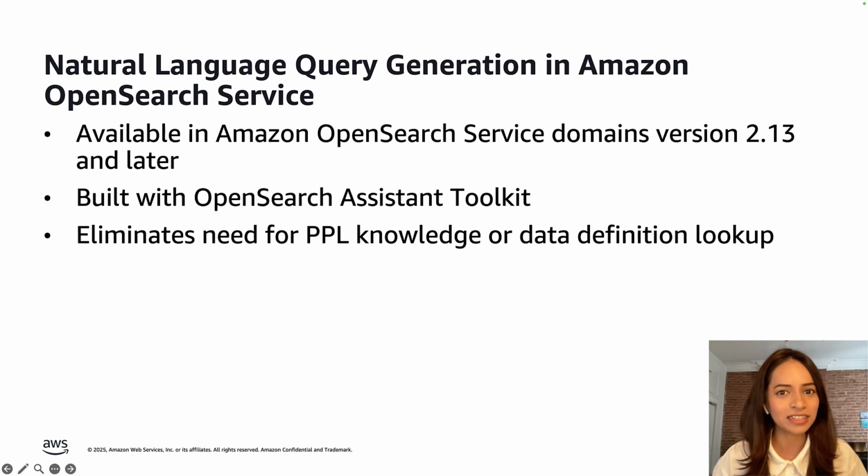Pretty exciting, right? This feature was built using the OpenSearch Assistant Toolkit. It's essentially your AI-powered assistant. It's built with agents that can talk to large language models and tools to perform specific tasks. Think of it as a bridge between your natural language and OpenSearch's querying capabilities. So whether you're a seasoned professional or just getting started with OpenSearch, this feature is going to make your life much easier while working with log data. You can now focus on what you want rather than how to ask for it.